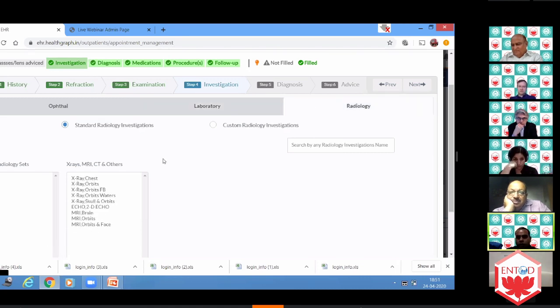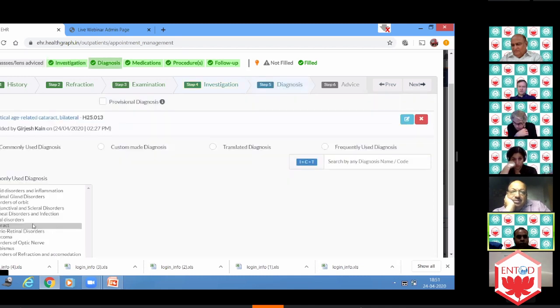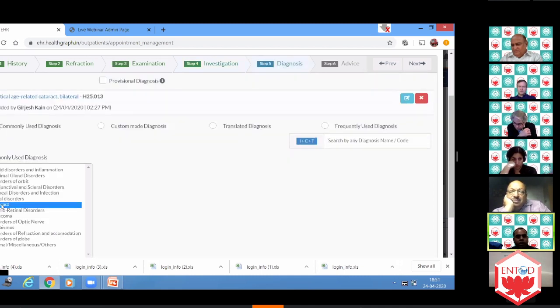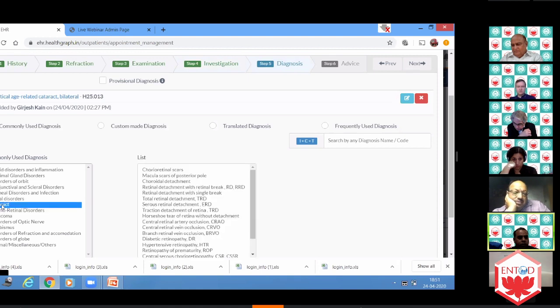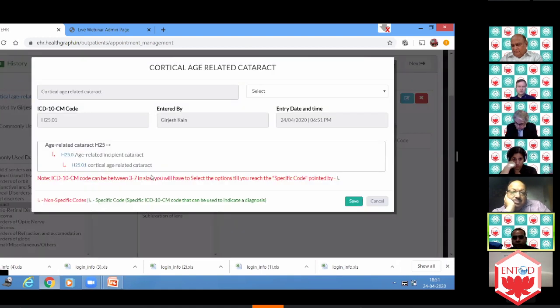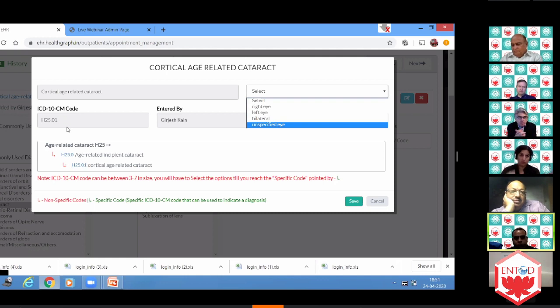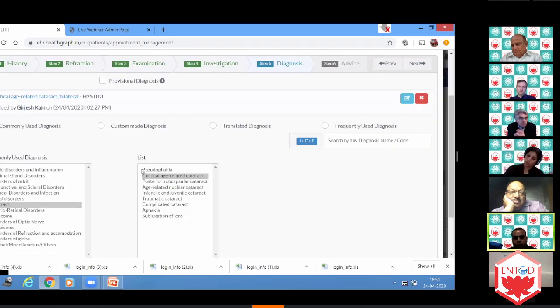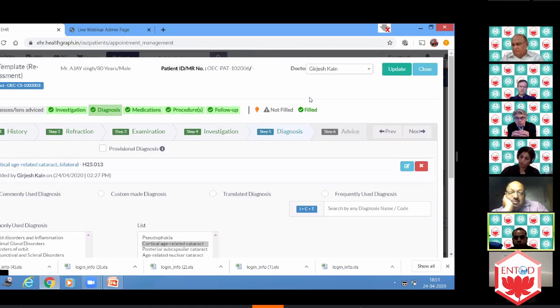And there are the radiological investigations. Here comes the diagnosis. The patient has a cataract, it is a cortical cataract, and you select whether it is the right eye, left eye, or bilateral. This is the ICD coding, which is very much required for NABH and such purposes. So you make a diagnosis there, whether it is a custom diagnosis, a provisional diagnosis, or a final diagnosis.